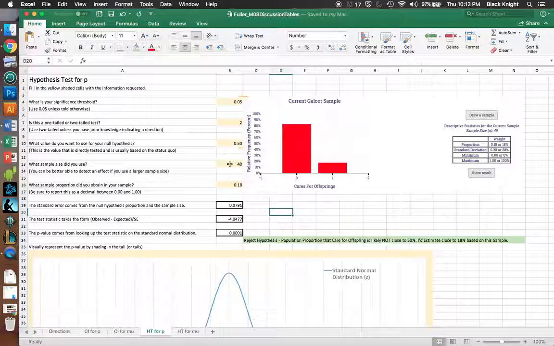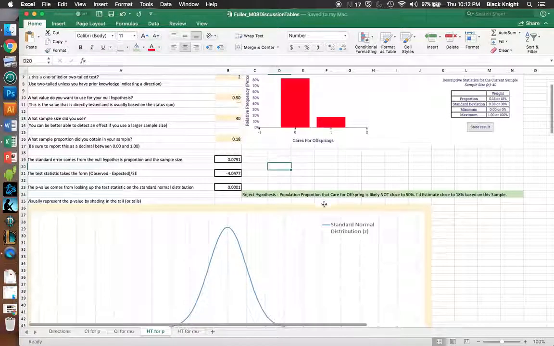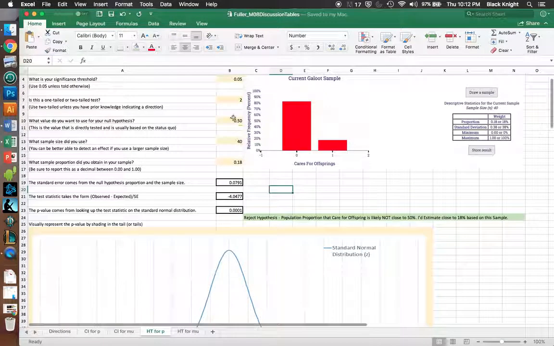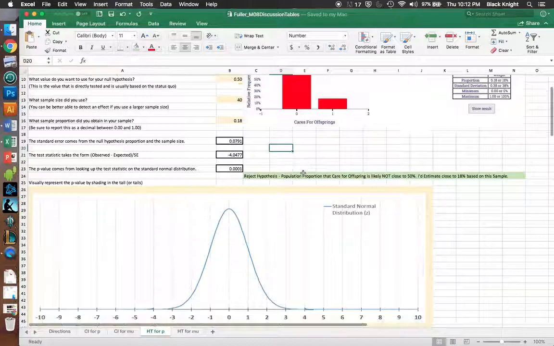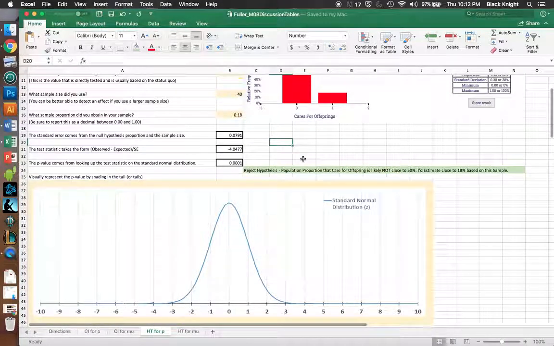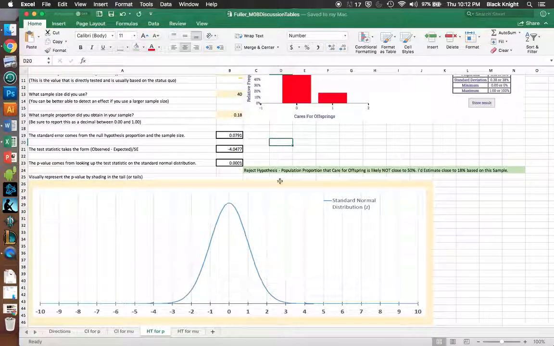Running the test, a sample size of 40 galoots was obtained, and crunching the numbers, our test statistic was approximately negative 4.05. So we're going to reject that hypothesis. The population proportion that care for their offspring is likely not close to 50%, based on what we saw, and I'd estimate closer to 18% of the galoots are caring for their offspring based on the sample that I took.